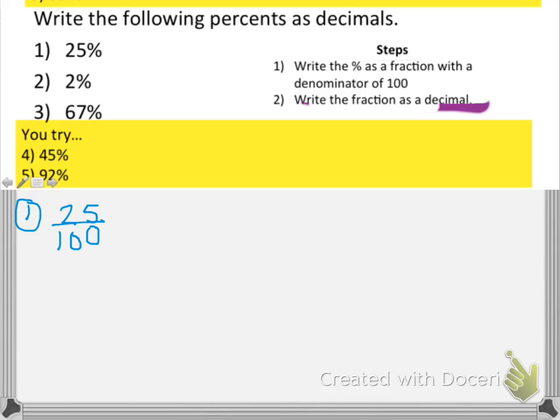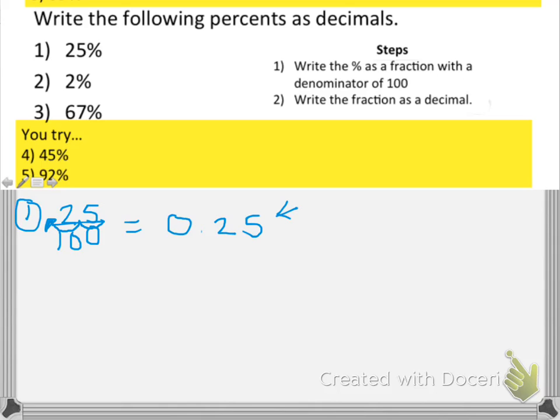We wrote it as a fraction with a denominator of 100. Step 2 is to write the fraction as a decimal. In the past we've done this, but we've done it a harder way. One way to think about this is it's 25 hundredths. If we're to write that as a decimal, we can write it as 0.25. What you're really doing is taking this 25 and moving the decimal place over to the right twice. If you're ever not sure what to write, think to yourself, how would I say that? 25 hundredths. And this is 25 hundredths.